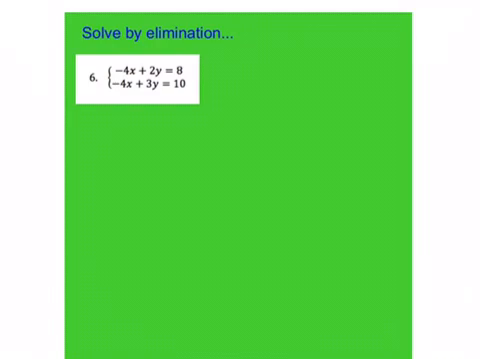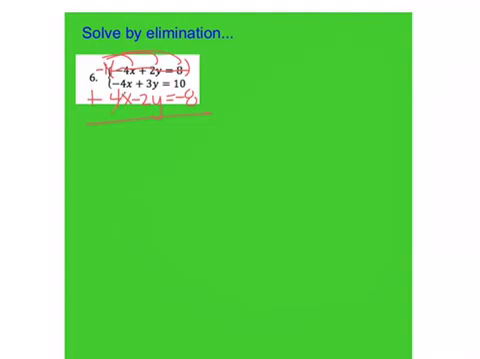Next example here, I get -4x plus 2y equals 8 and -4x plus 3y equals 10. Again, if I go to try to add these straight down, nothing's going to cancel right now because those are both negatives. So I'm going to multiply this top one by a -1 again. When I do that to every single thing, I'm going to end up with 4x minus 2y is going to equal -8. And now I can kind of forget that one and add everything straight down.